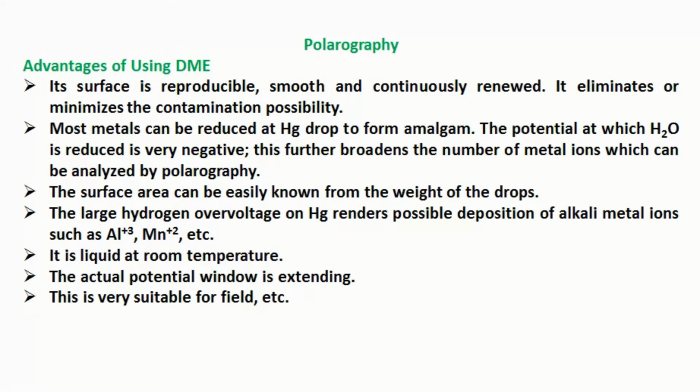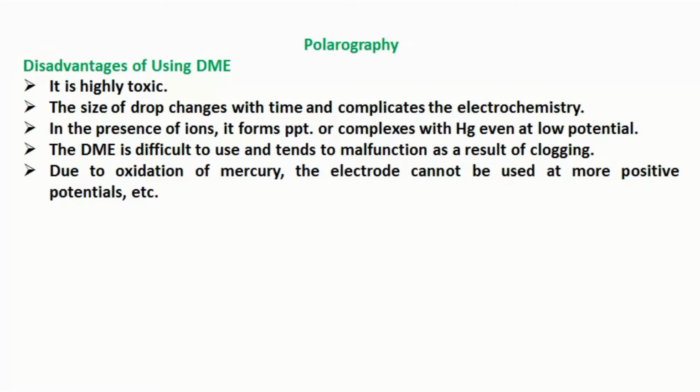The large hydrogen overvoltage on mercury makes possible the deposition of metal ions such as aluminum ion Al+3, manganese ion Mn+2, etc. And it is liquid at room temperature. The actual potential window is extended. And this is very suitable for field use, etc.